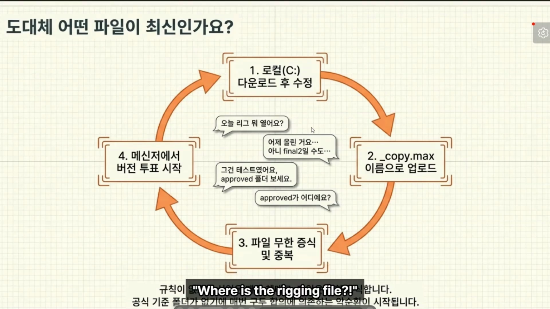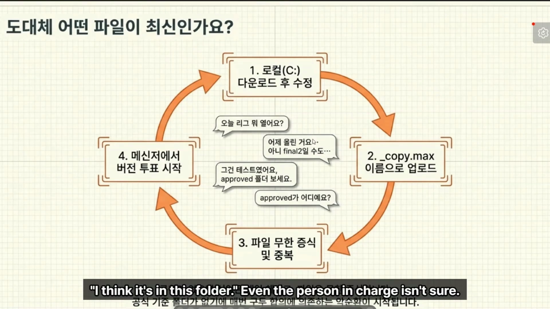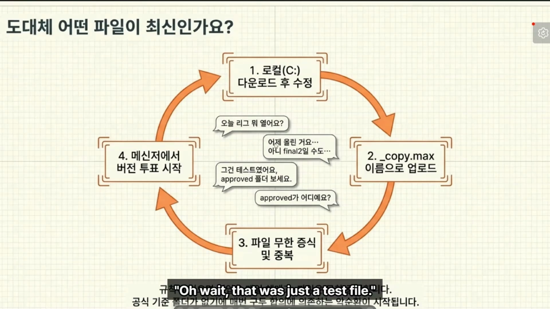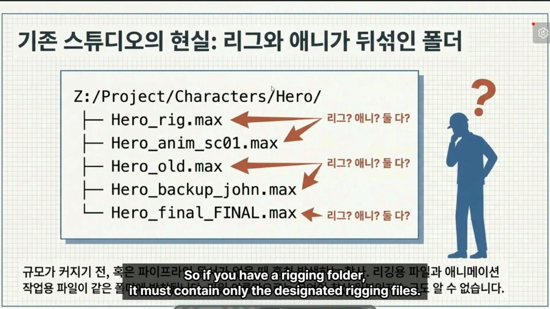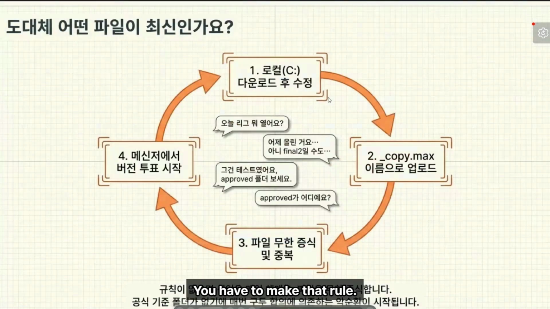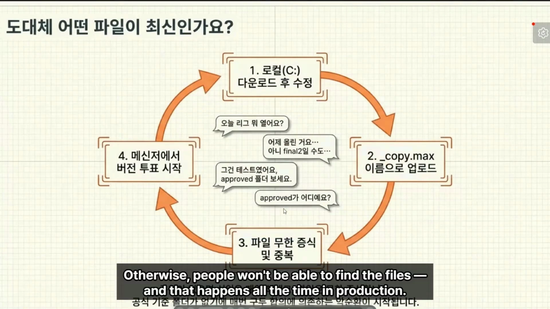Where is the rigging file? I think it's in this folder. Even the person in charge isn't sure. Oh wait, that was just a test file. Check the approved folder. Where is the approved folder? Things get tangled up like this. So if you have a rigging folder, it must contain only the designated rigging files. You have to make that rule. Otherwise, people won't be able to find the files, and that happens all the time in production.